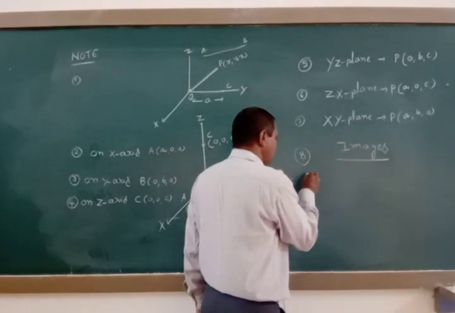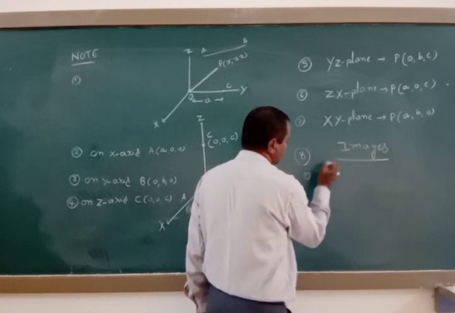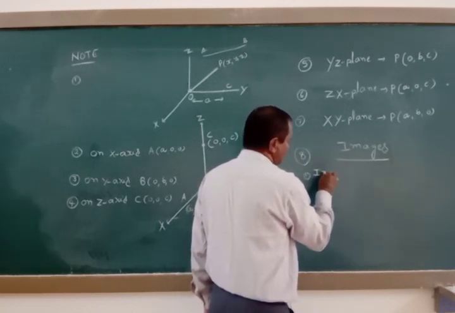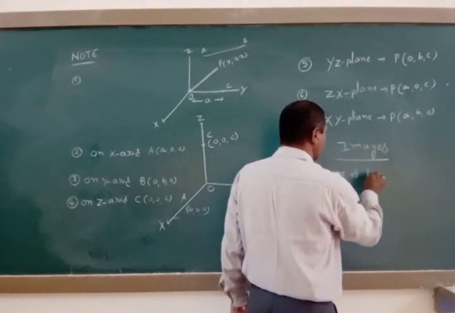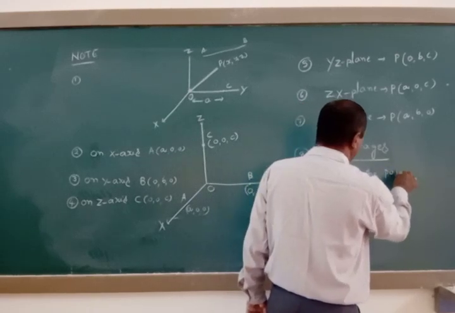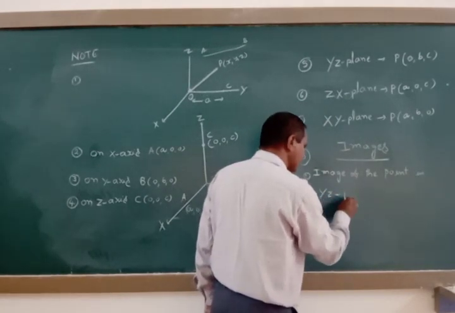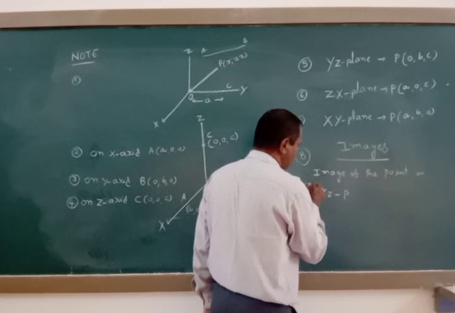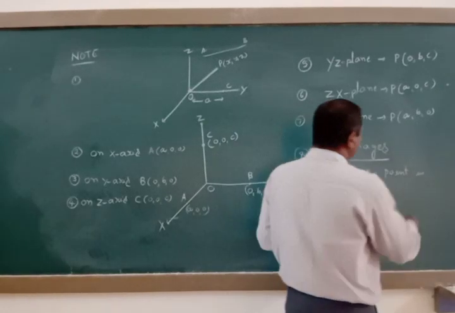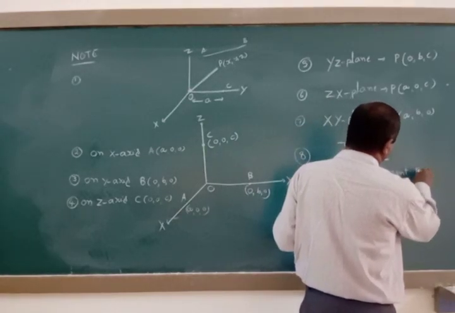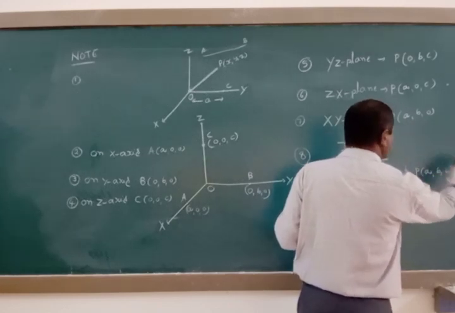First one is the image of the point. Under this, I will give the 3 points here. Image of the point in the YZ plane. Here, we can take the point P(a, b, c) first in the YZ plane.